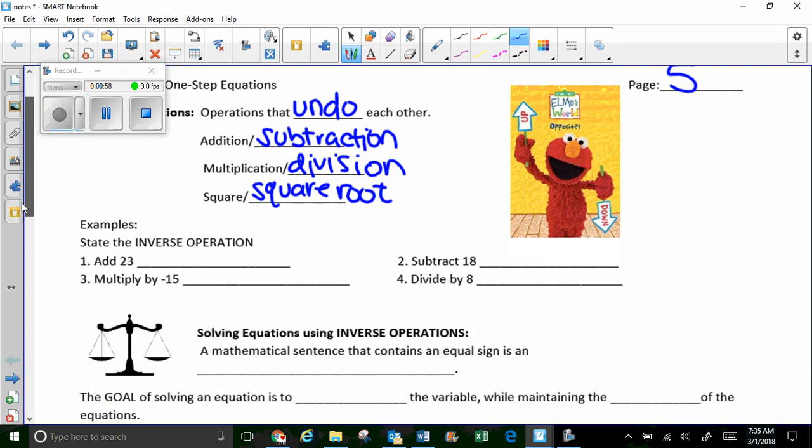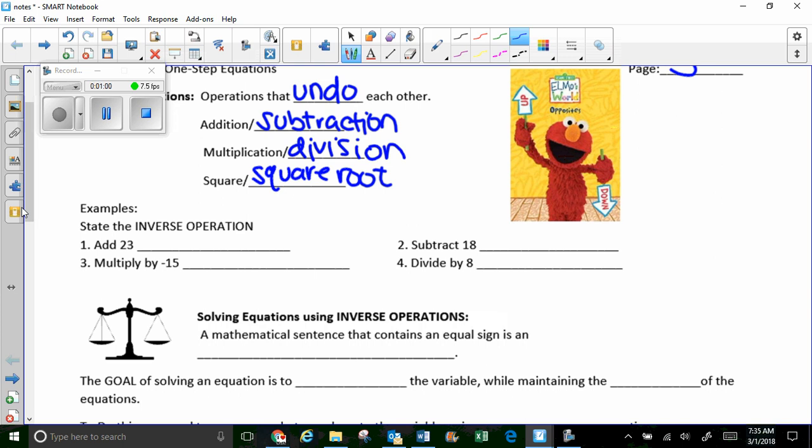So more specifically, let's go ahead and state the inverse operations for each of these. The opposite of adding 23 would be subtracting 23. The opposite of subtracting 18 would be to add 18. The opposite of multiplying by negative 15 would be to divide by negative 15. And the opposite of dividing by 8 would be to multiply by 8.